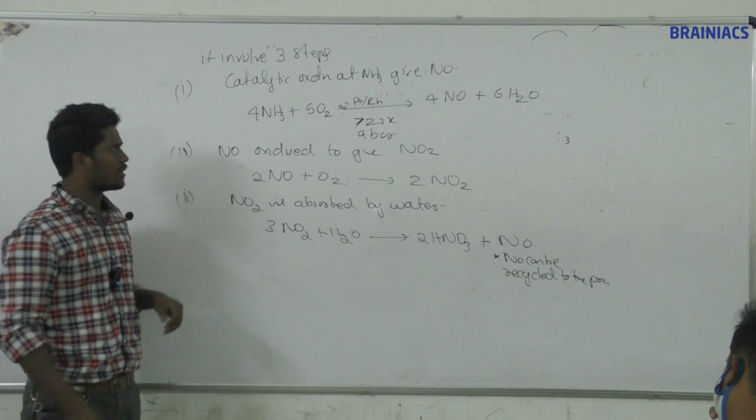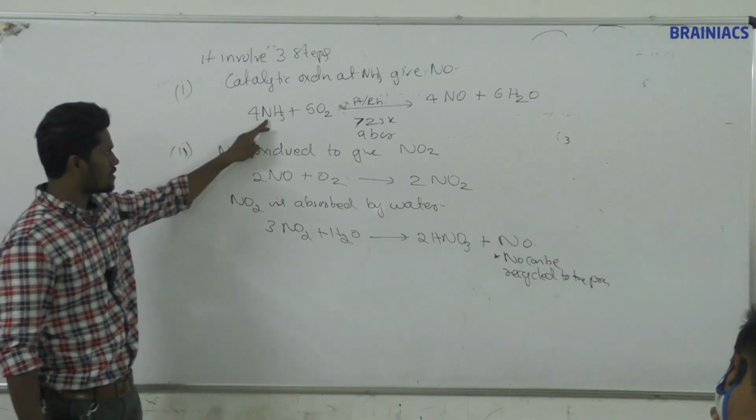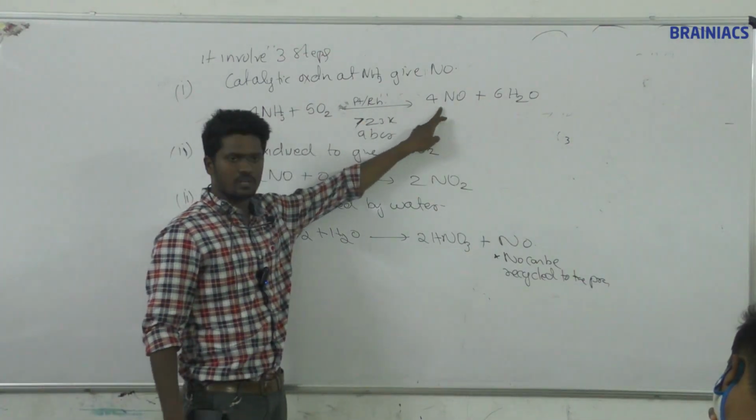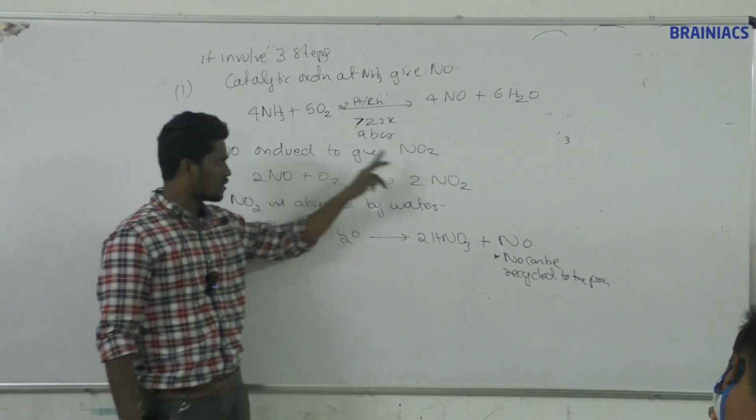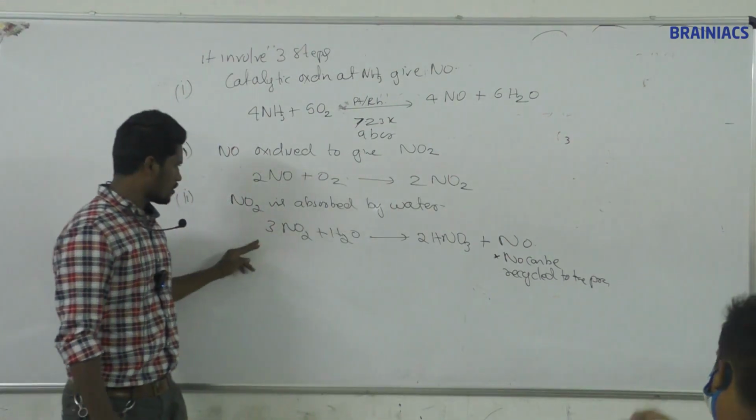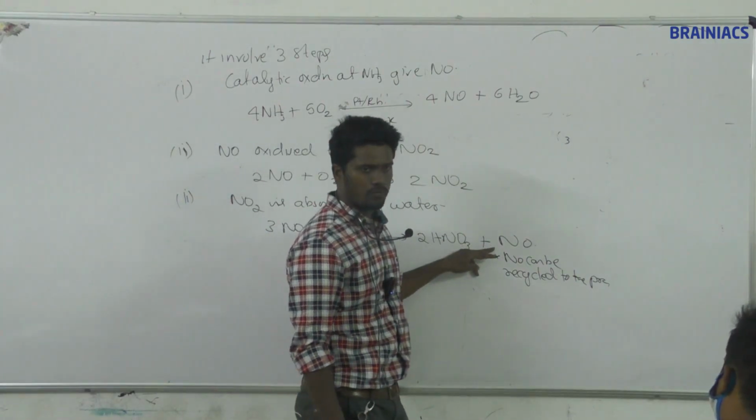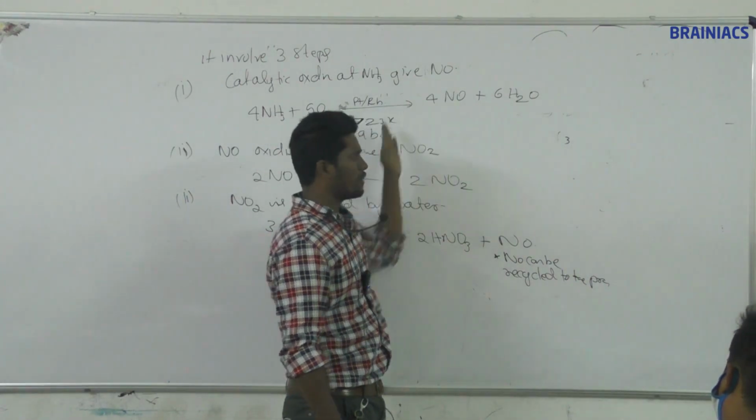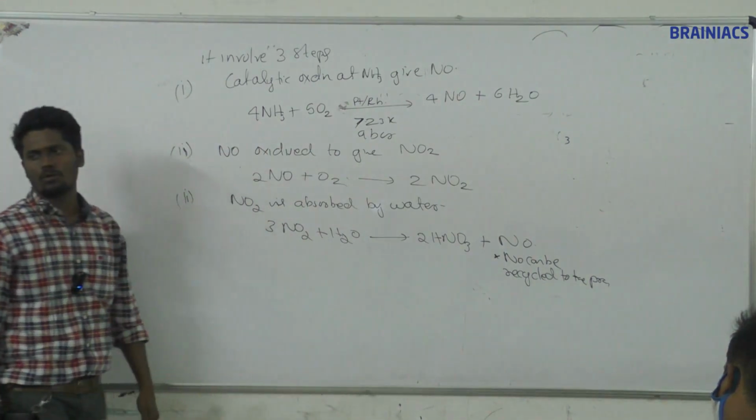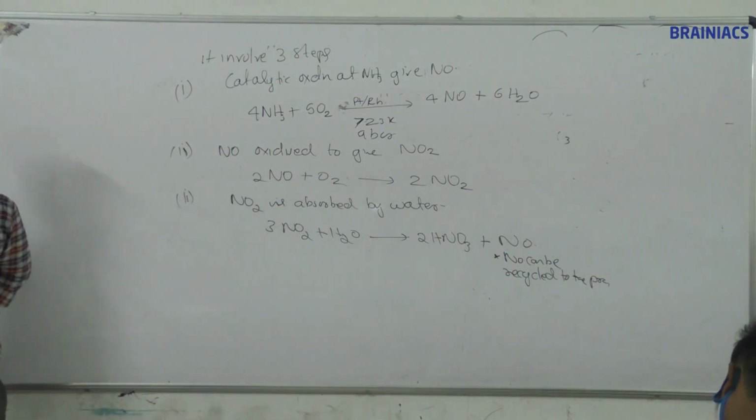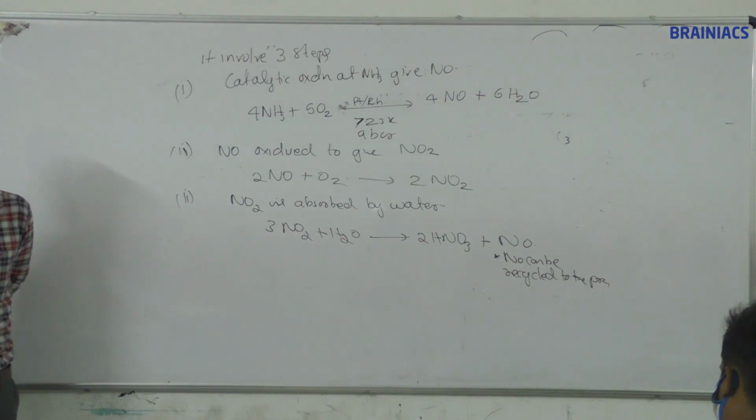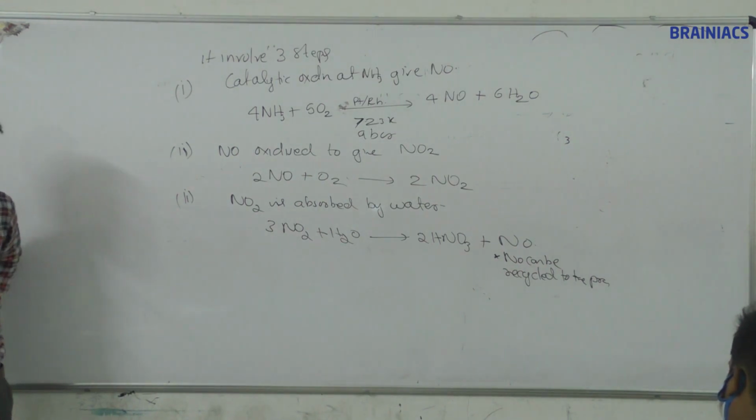3 steps. What are the 3 steps? Catalytic oxidation of ammonia gives NO. NO oxidizes to give NO2. NO2 absorbed by water gives HNO3 and a small amount of NO. This NO can be recycled to the process and can be concentrated up to 68%. So the laboratory grade of HNO3 is 68% by mass. Okay.